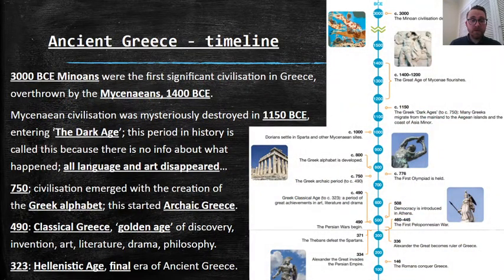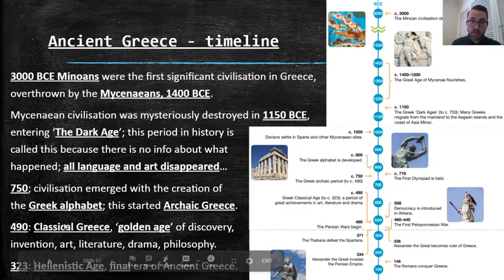So ancient Greece could be divided into, much like other ancient civilizations in world history, different stages. They call them ages or eras. So different points on this timeline can be divided up into, okay, this was the Dark Age, or this was the Classical Age.